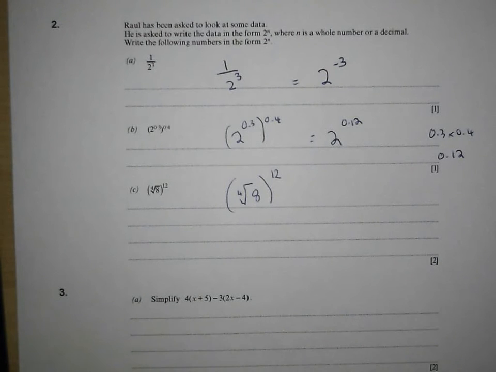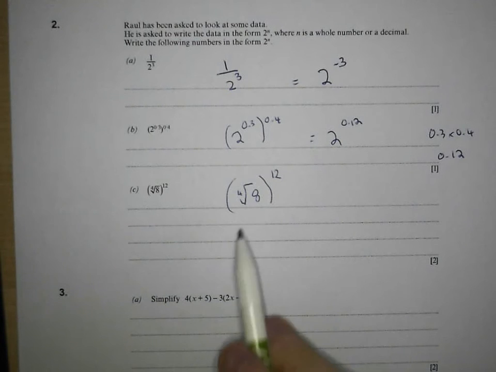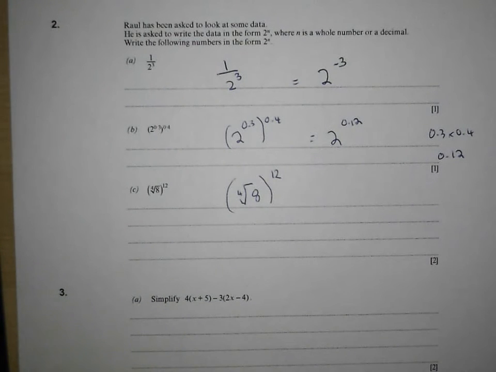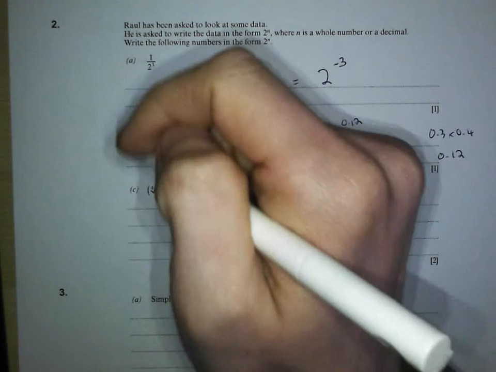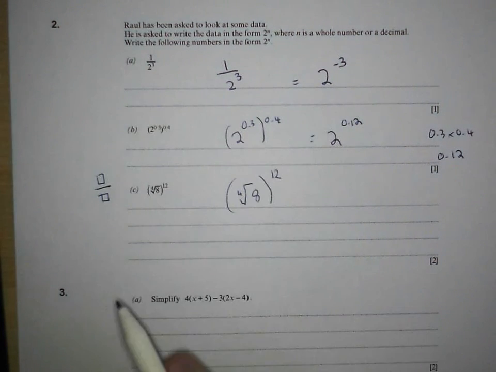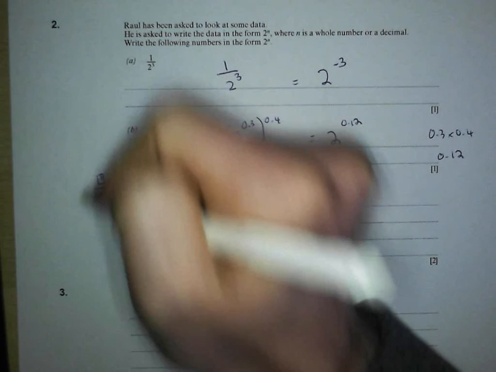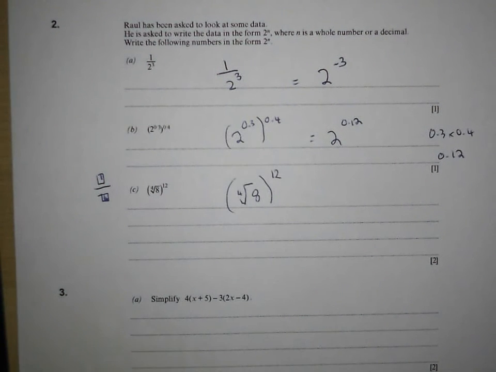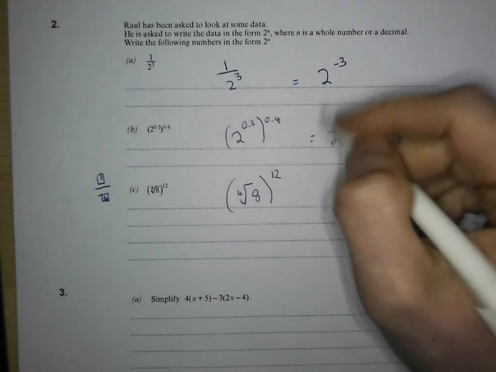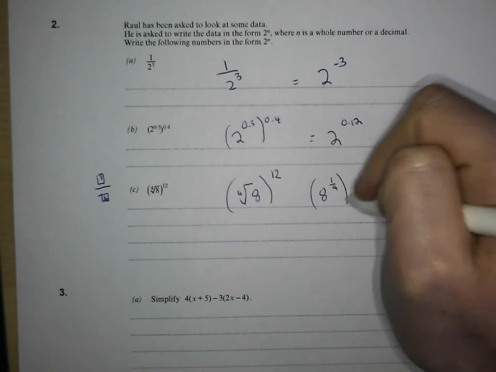Well, our best bet first is to figure out what this 4th root means. I spoke about it in question 1, that when you've got a power of something as a fraction, the number on the bottom is the root, and the number at the top is the power. So if I've got the 4th root, then it's something to the power of 1 over 4. So I'm going to rewrite that as 8 to the power of a quarter, all to the power of 12.